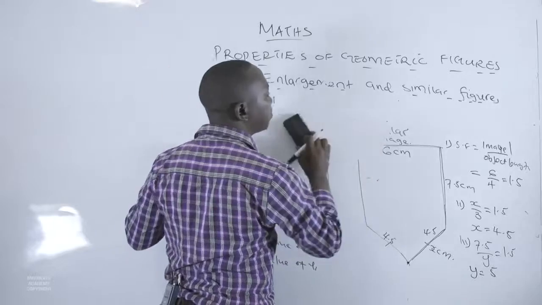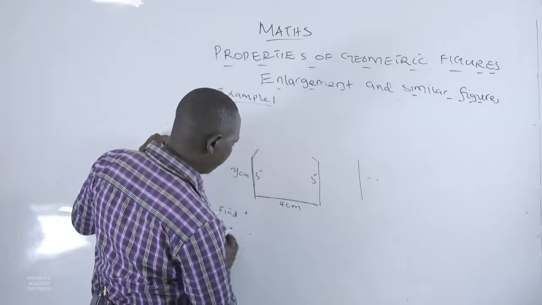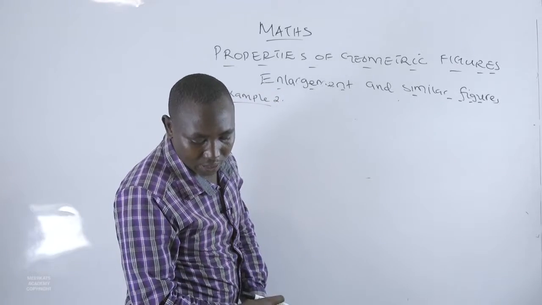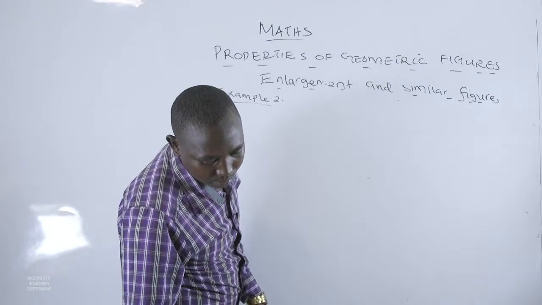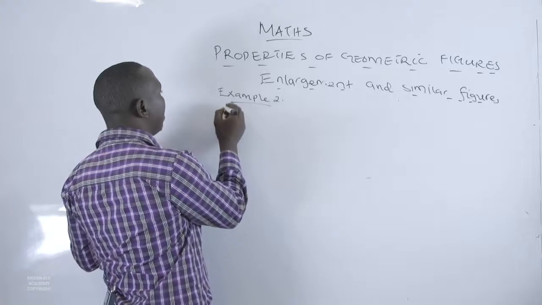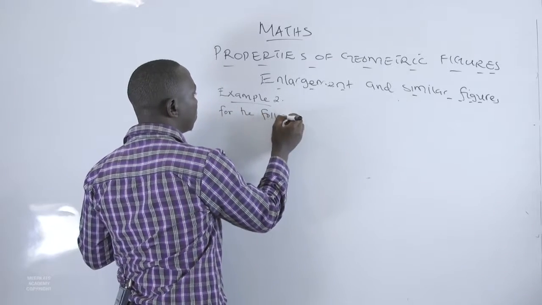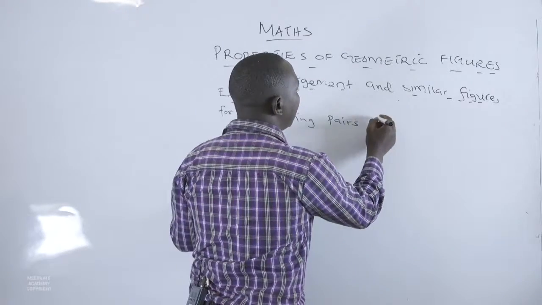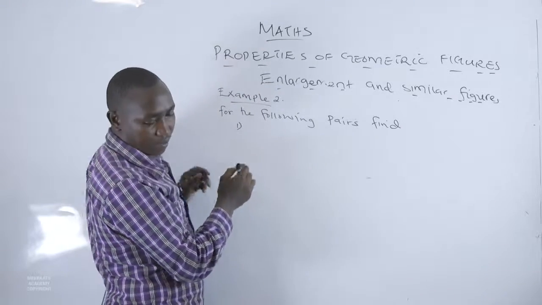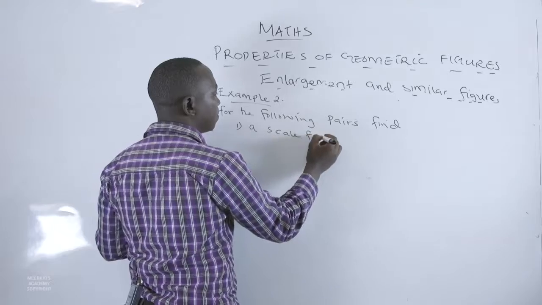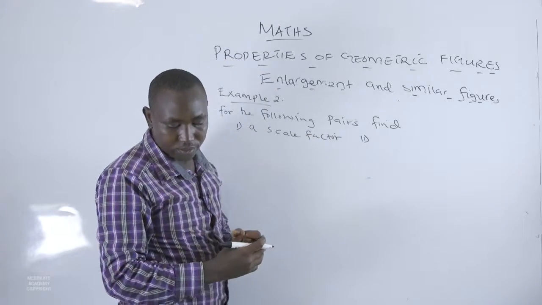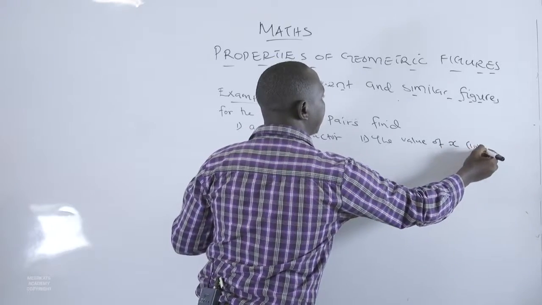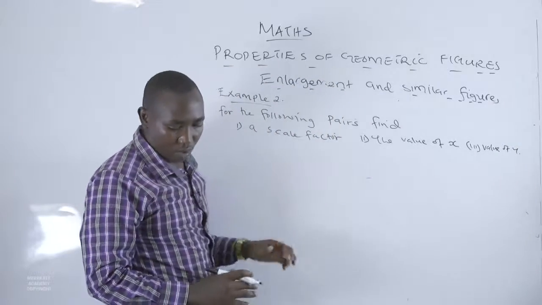Example 2. We are told that for the following pairs, find 1, the scale factor, 2, the value of x, and 3, the value of y.